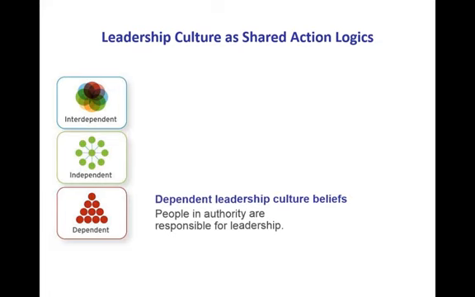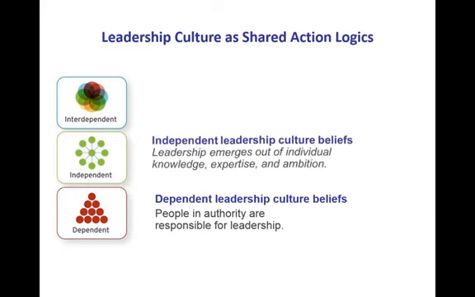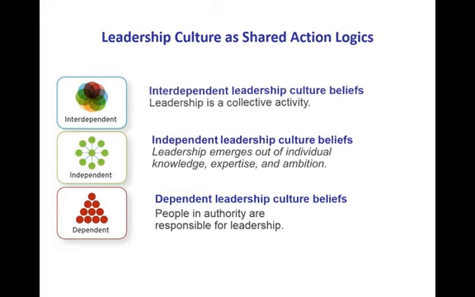The first kind of leadership culture we talk about is called dependent leadership. That's simply the beliefs and behaviors associated with the idea that people in authority are responsible for leadership, hence dependent leadership. The next stage beyond a dependent stage is what we call independent leadership. That's when leadership emerges out of individual knowledge, expertise, and ambition. And then finally, there's a third stage called interdependent leadership. That's when people understand leadership as a collective activity that's beyond the beliefs and behaviors of one person, something that we share together.